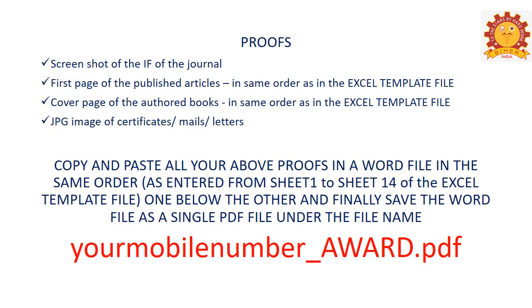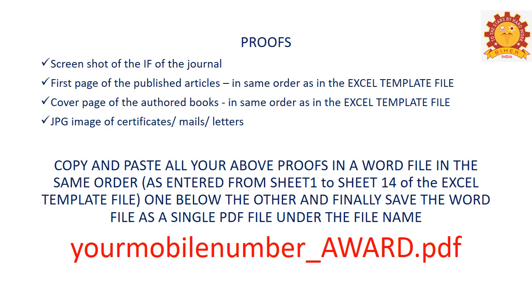The proof that you have to submit are the screenshots for the impact factor of the journal. In the case of published articles, it will be the first page of the article, and in case of books, it will be the cover page, and so on. Copy and paste all your above proofs in a Word file in the same order as you have entered in the Excel sheet, one below the other, and finally save the Word file as a single PDF file. Again, use the same file name, that is your mobile number _award.